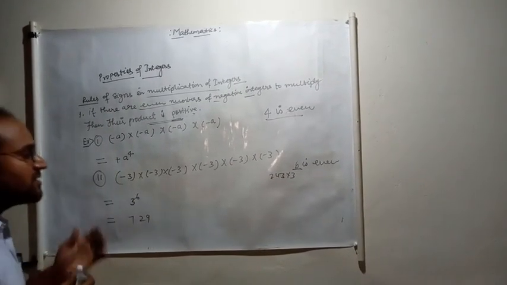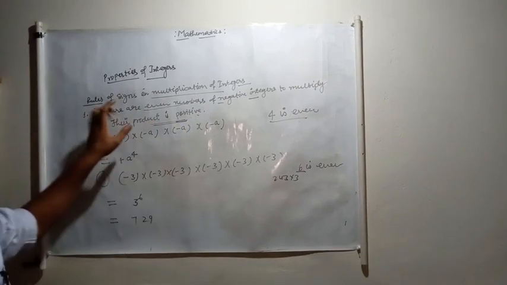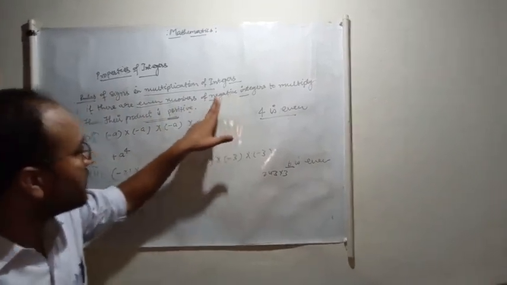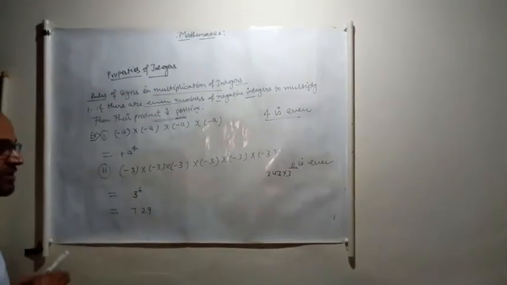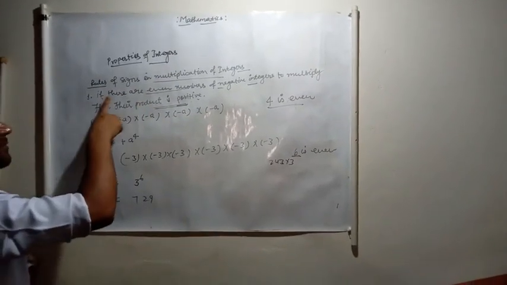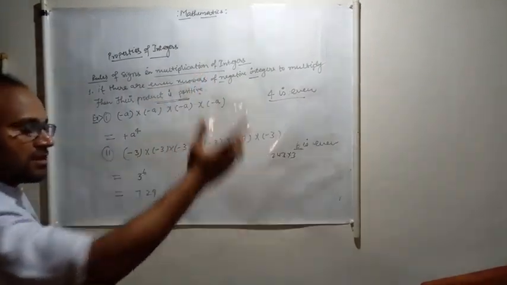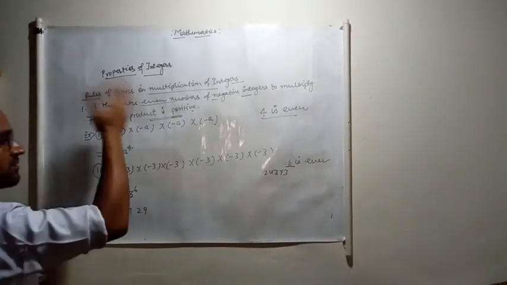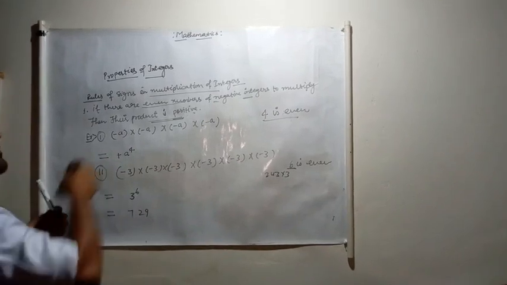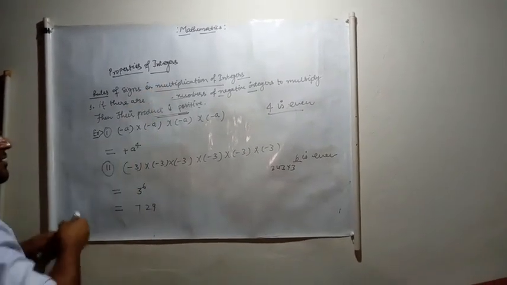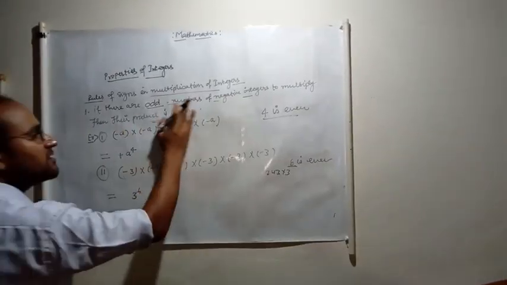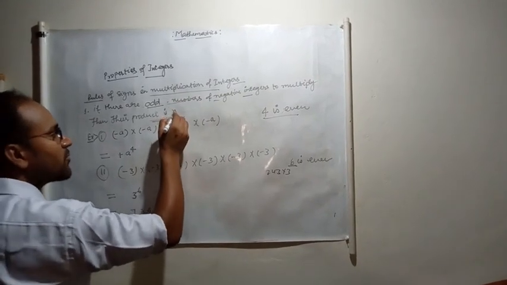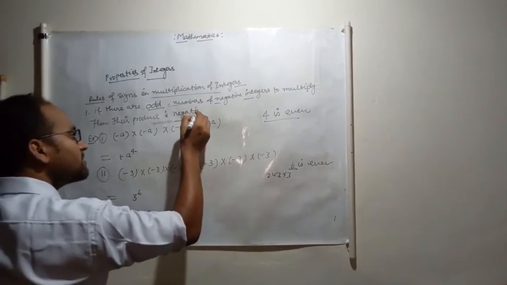So students, always remember that if you multiply negative integers an even number of times, their product is positive. And one more thing: if there are odd numbers, the numbers which are not divisible by 2, same thing. In place of even, if I write odd numbers of negative integers to be multiplied, then their product is negative.